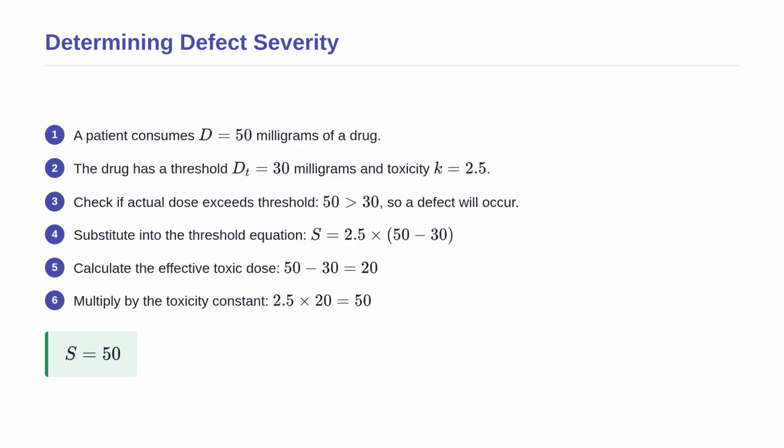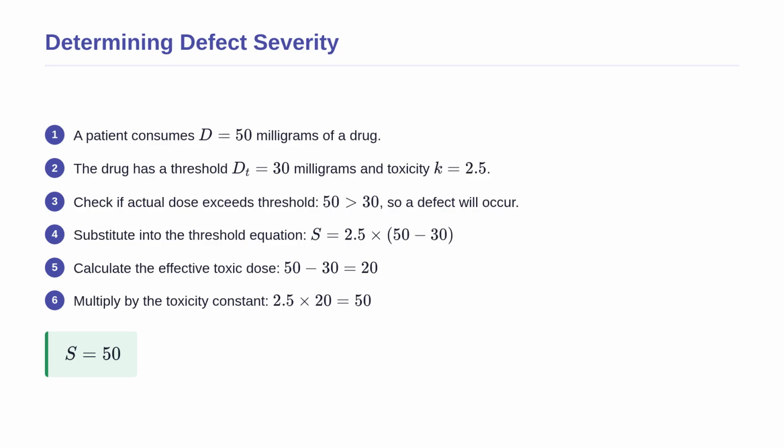Let us see how this threshold equation works in practice. Suppose a pregnant patient accidentally consumes 50 milligrams of a drug. Laboratory tests show the embryo can safely repair up to 30 milligrams, so our threshold is 30. The drug's toxicity constant is 2.5. We want to find the severity score. First, we see that 50 is greater than 30, so a defect will occur.